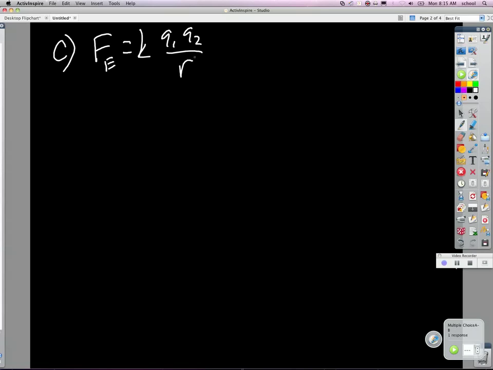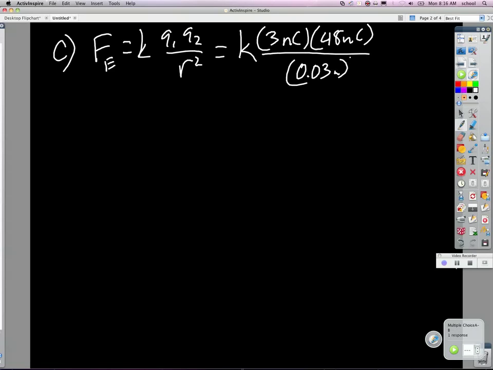are they separated by 3 or 4? By 3. Ah, man, terrible. 0.03 meters. 0.3. Oh, it's not 3 centimeters. 0.3 meters. And then you just plug everything in and get your answer, right? So this becomes 144 divided by 0.09. What does this answer come out to be? 1.4 times 10 to the negative 5? And that's going to be newtons.